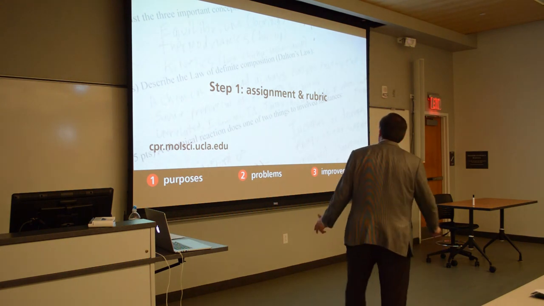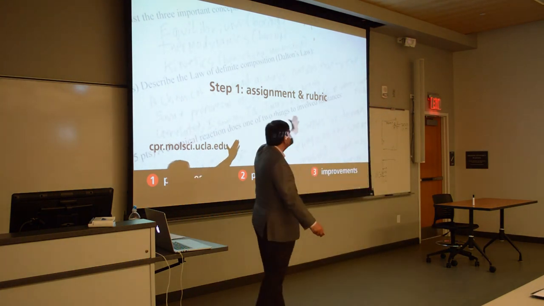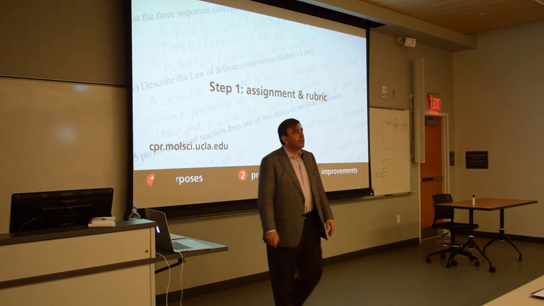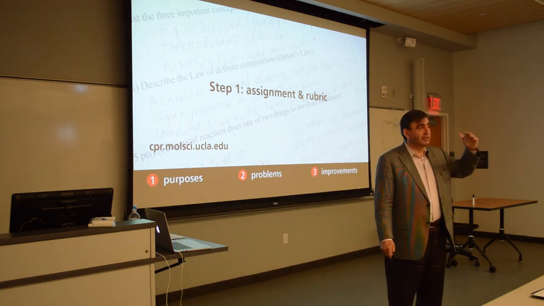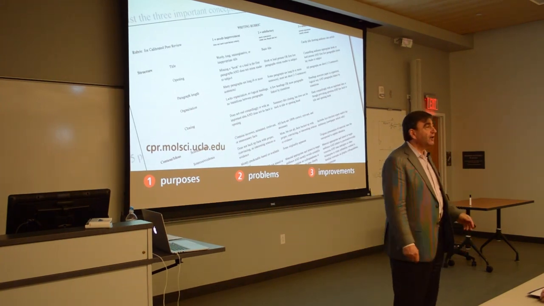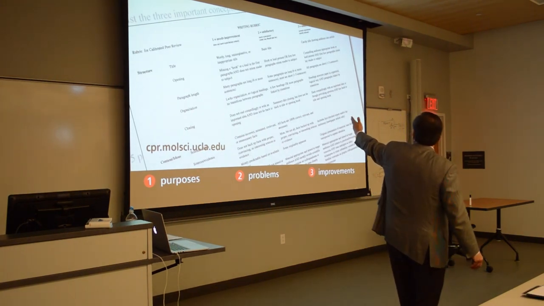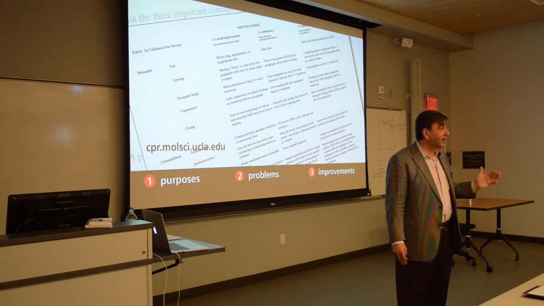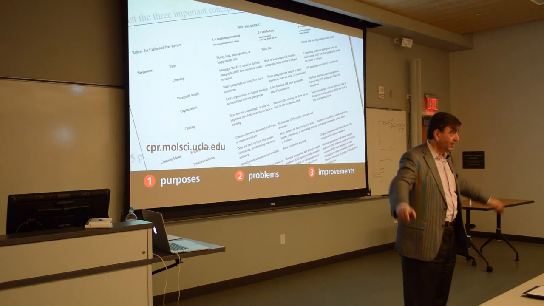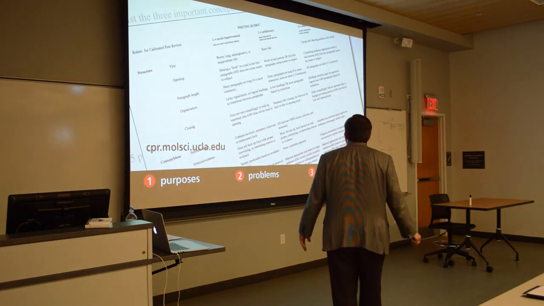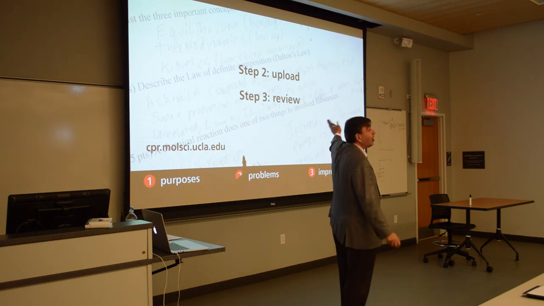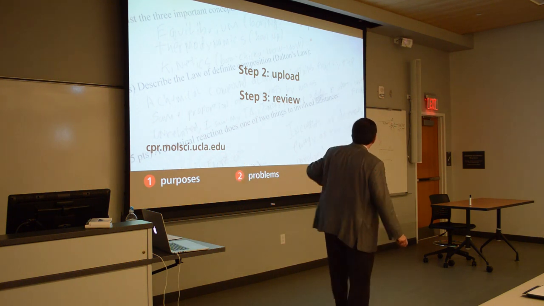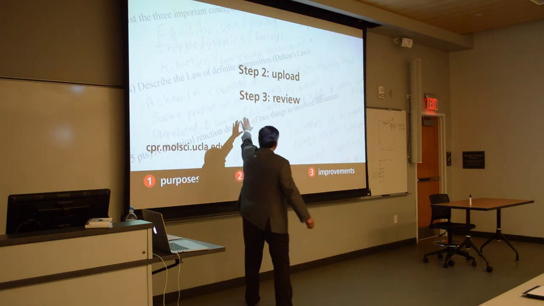Let's be transparent, please. So you give them an assignment and a rubric on how the assignment is going to be evaluated. On the CPR website, the first thing they do is upload their assignment. Here's an example from a writing rubric in one of the courses where I have them develop scientific writing, but it could be any type of rubric and any type of assignment. So the first step is they write it and get the rubric. The second step is they upload it to the CPR website, and then a review process starts.